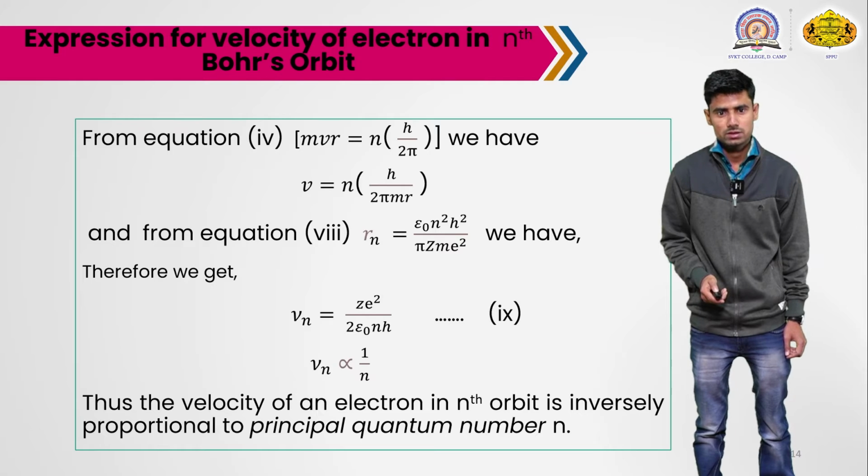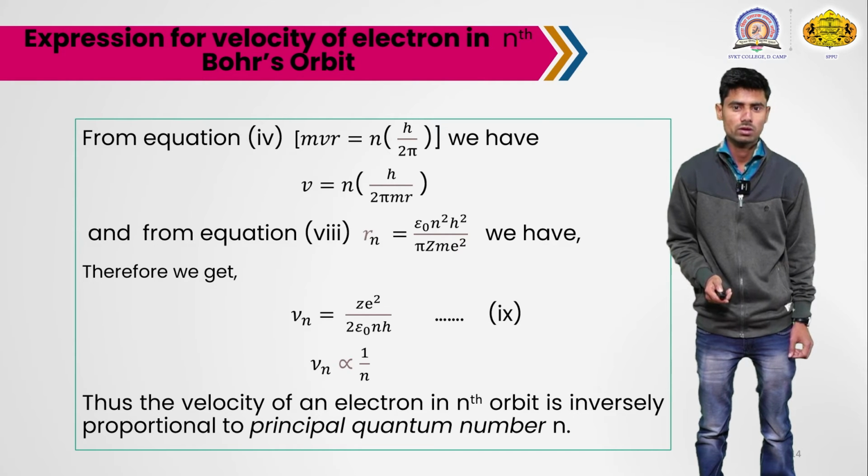Now let's find the expression for the velocity of electron in the nth Bohr orbit. From equation 4, which is written from the second postulate of Bohr's theory, we have mvr equals nh upon 2 pi. By taking v and r to the other side of the equation, I will get v, which is the velocity, as nh upon 2 pi mr.